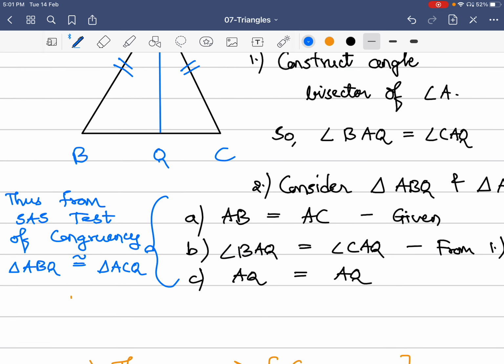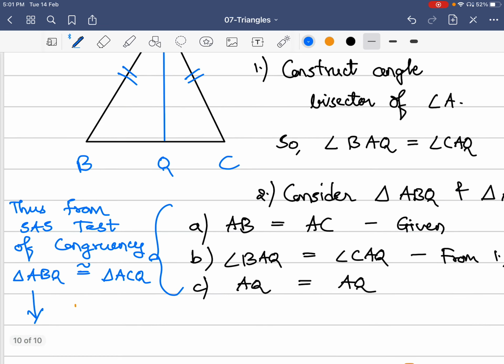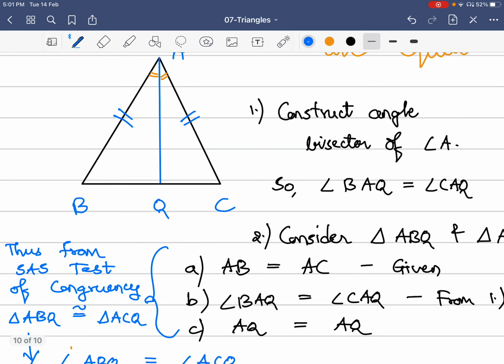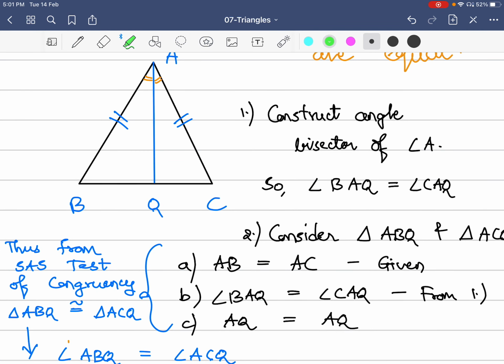So from this statement, we can confidently say that angle ABQ is equal to angle ACQ. Correct? Because those are the congruent angles of the congruent triangles. Which means, now let's use the highlighter, this angle is equal to this angle. And thus we have proven this theorem.